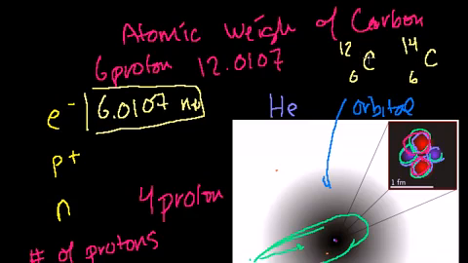Now, if you were to average these, not just a straight up average, then you would get carbon 13, and then the atomic weight would be 13. But you weight this one much higher because this exists in much larger quantities on Earth. This is pretty much all of the carbon that you see, but there's a little bit of this.